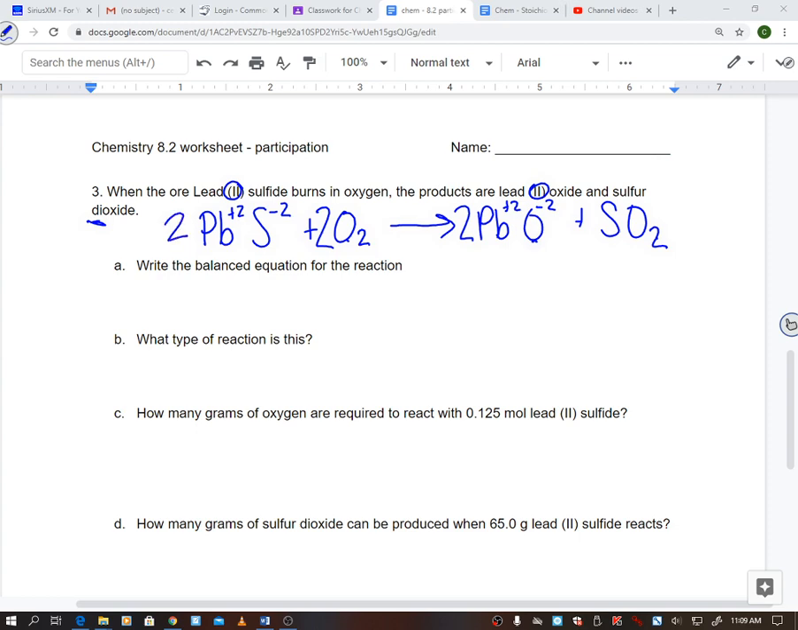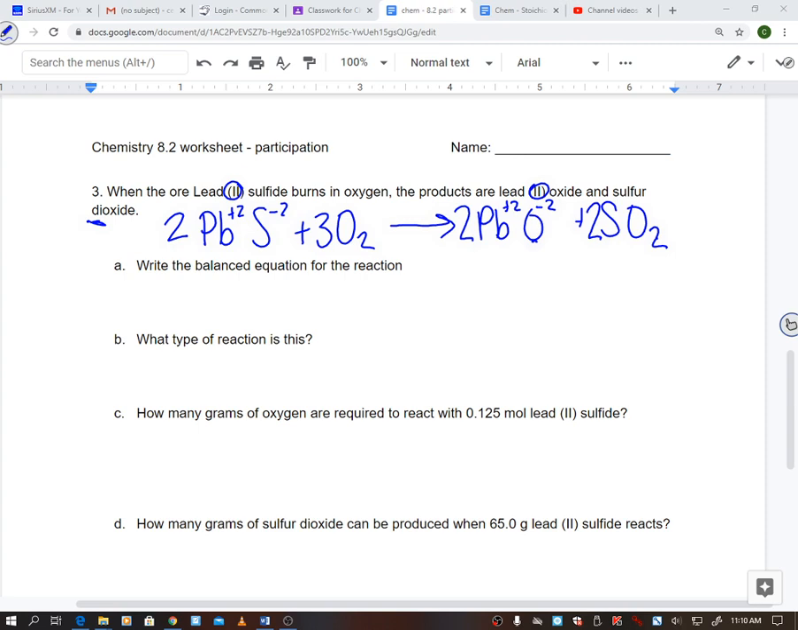Now the problem is that this now gives me 2 sulfurs. So I'm going to have to put a 2 here, 2 sulfurs, but that messes up the oxygens, right? I have 4 oxygens plus these 2 are 6. So I need to change this to a 3. Okay, now it's all balanced out. So that's A. I did A up there.